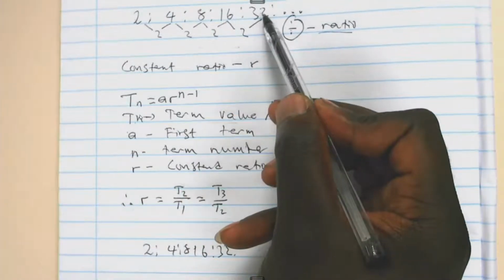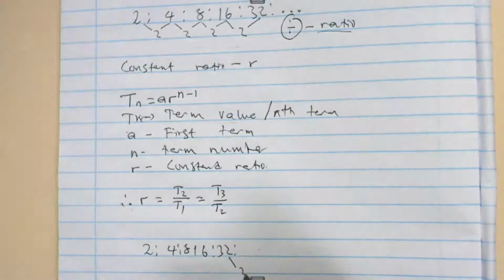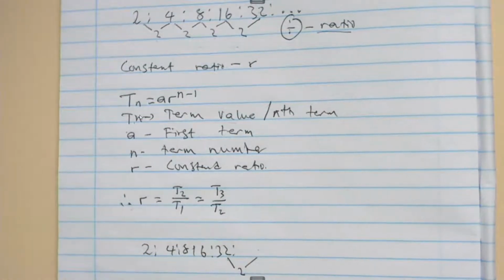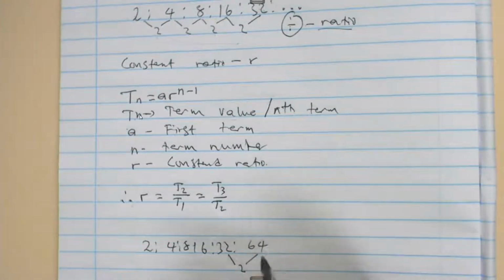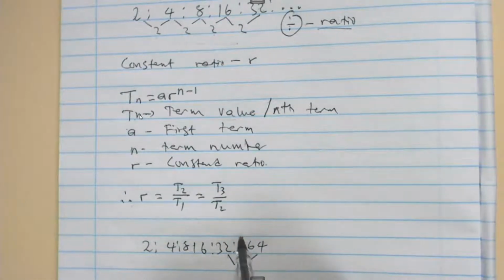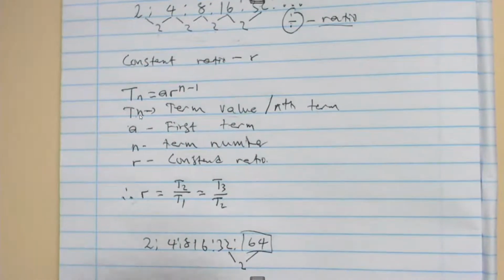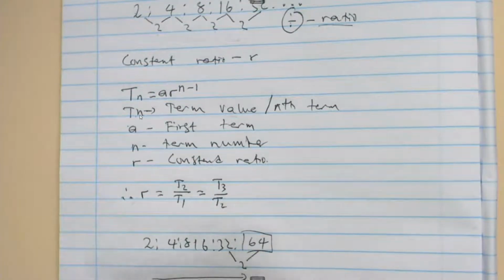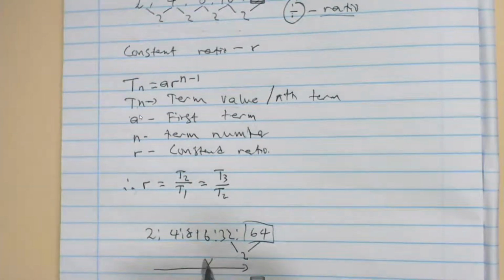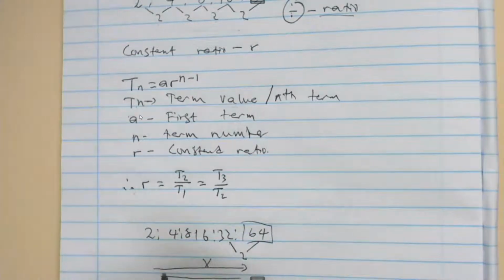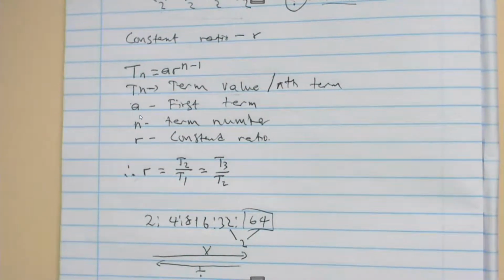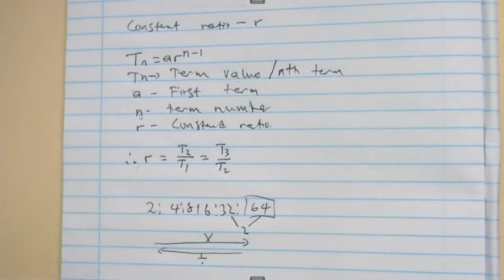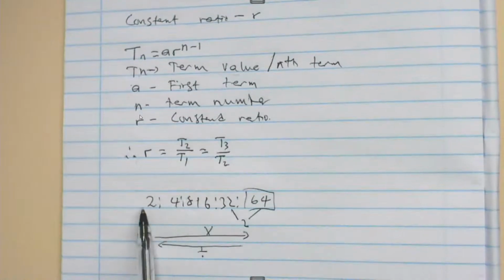Now 32 multiplied by 2 would give us the term that comes after 32, and that term, term number 6, would be equal to 64. That is the next term after 32. Going to our right hand side, we multiply, but if we go back to the left hand side, we divide in this geometric or exponential sequence. Now let's get the general term of this sequence.